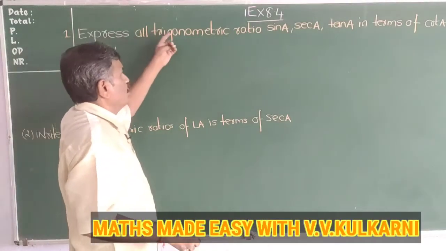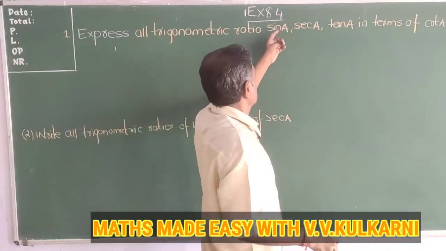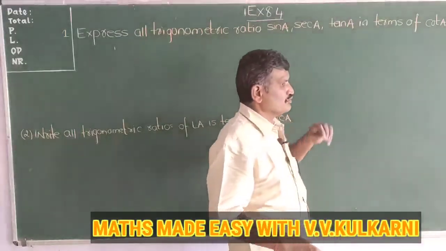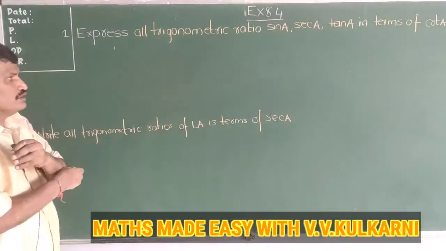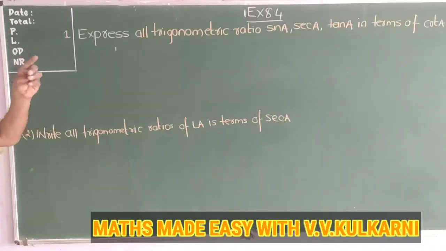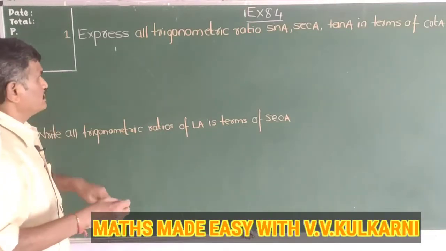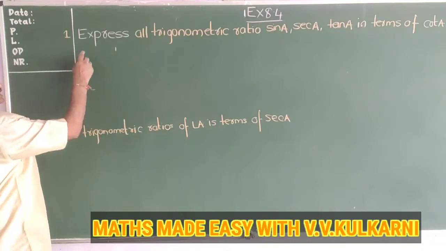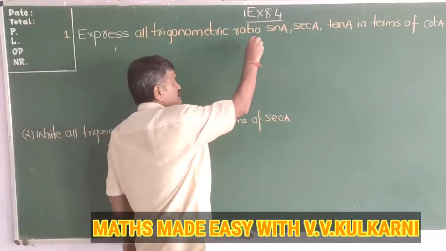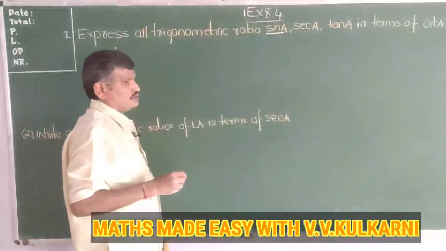Express all trigonometric ratios sin A, sec A, tan A in terms of cot A. What does it mean? It means that you should get everything in terms of cot. Let us see how we can do it. See here, I should get sine in terms of cot. How can we do it?